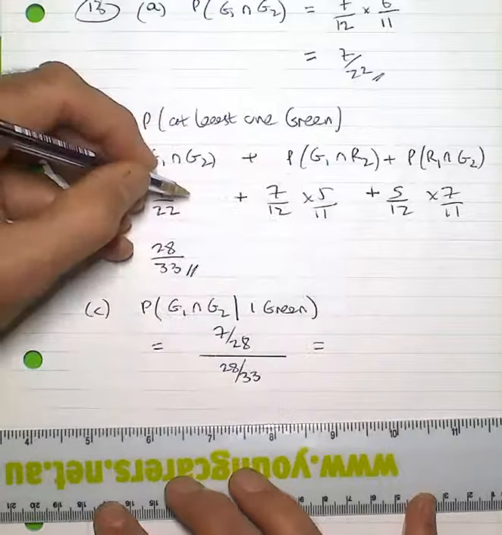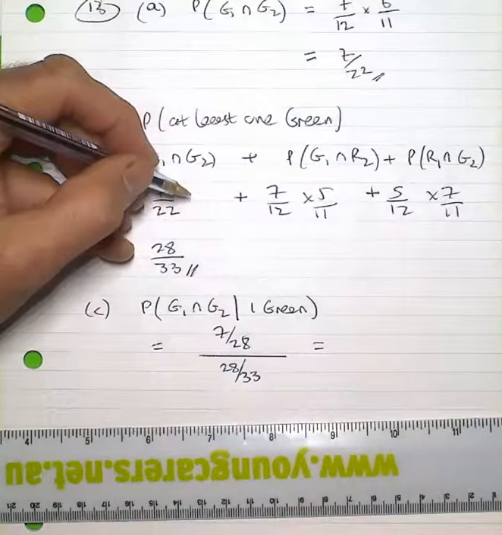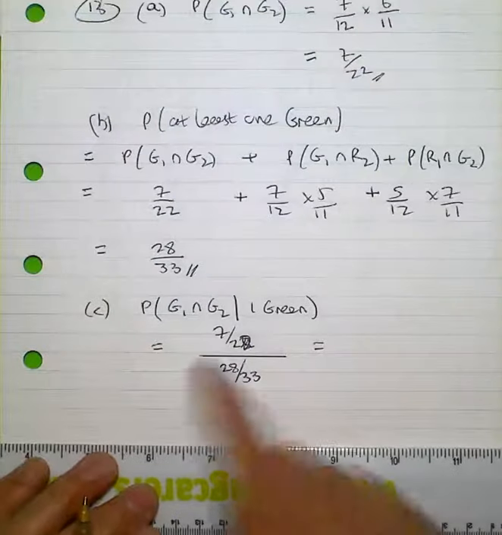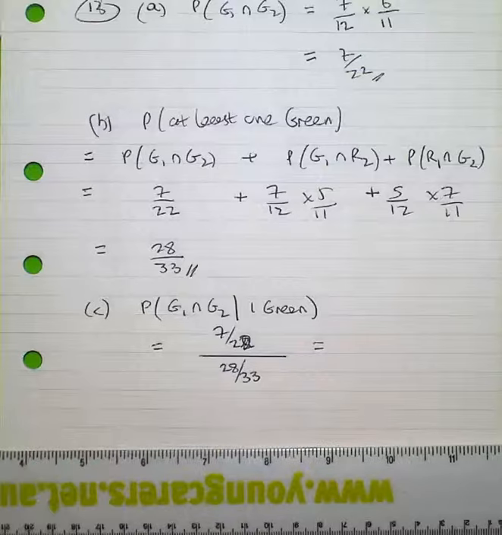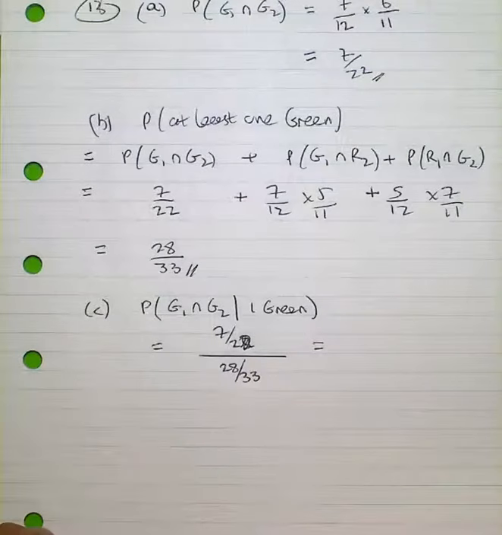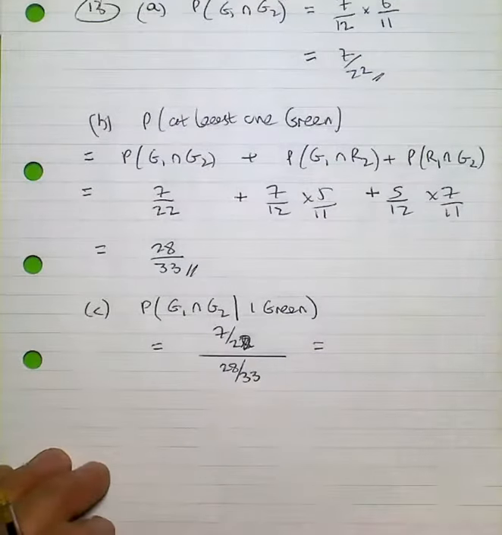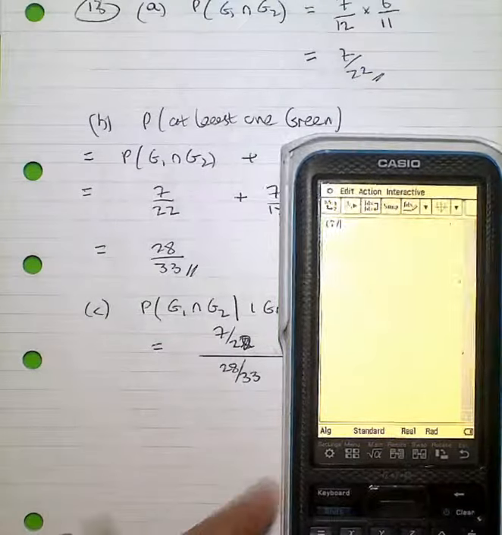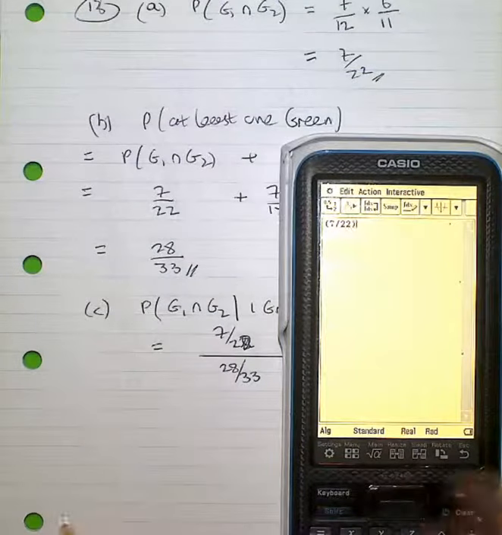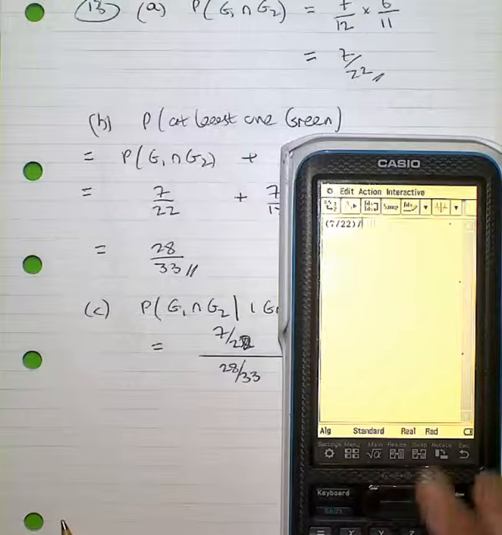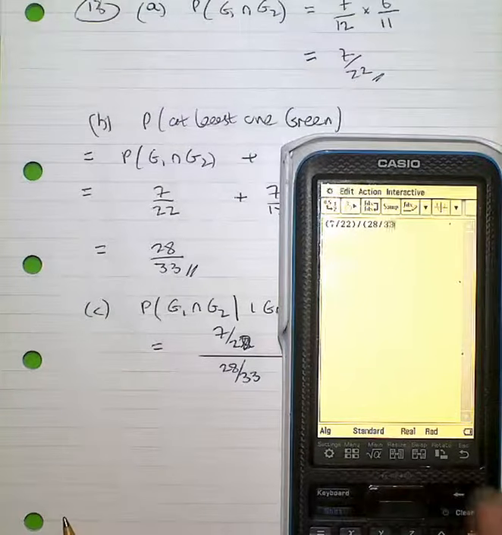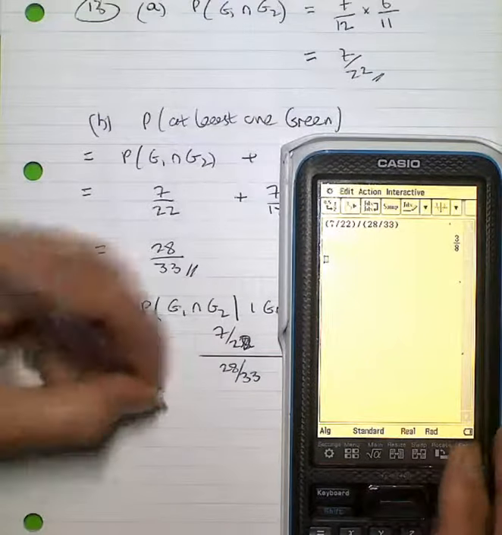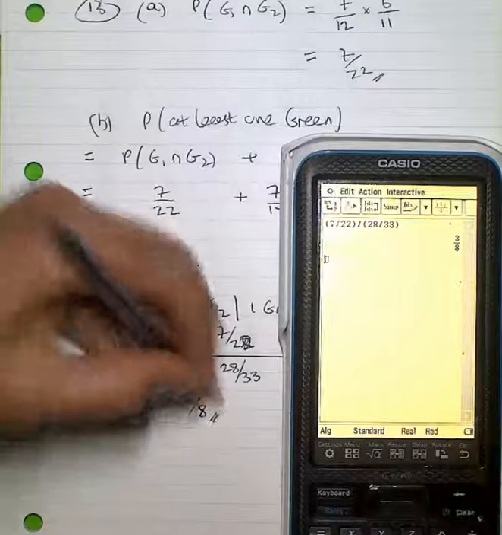And when you go ahead and calculate that through, it should have been 7 over 22 divided by 28 over 33. Now when I do that on my calculator, keeping everything grouped together, 7 divided by 22, closing the bracket, opening another one, we end up with 3/8 as our answer there.